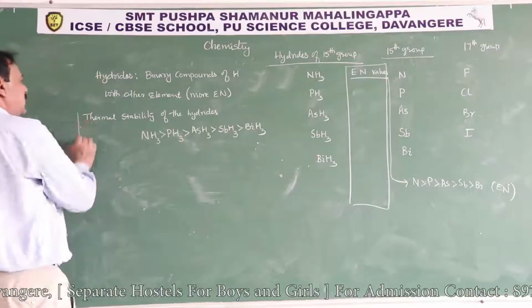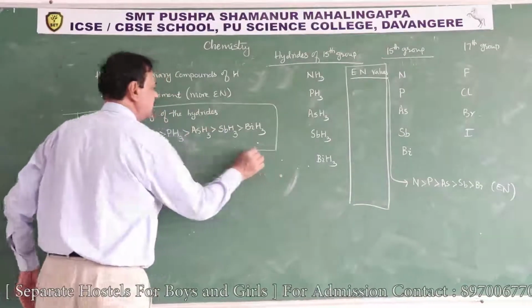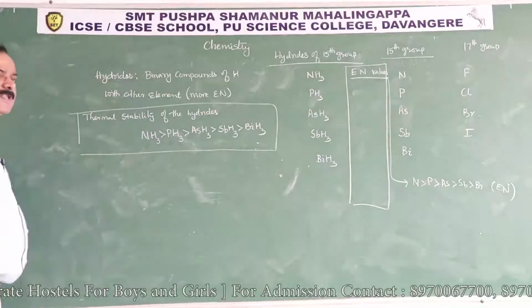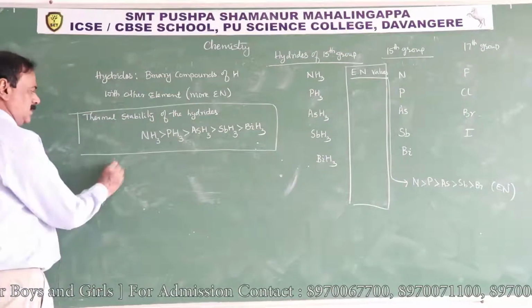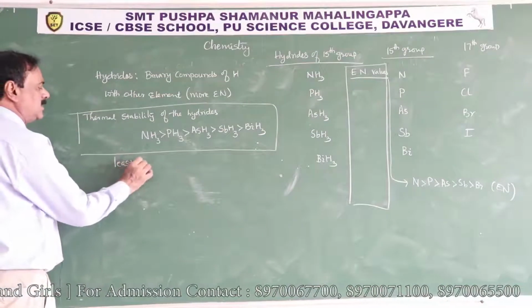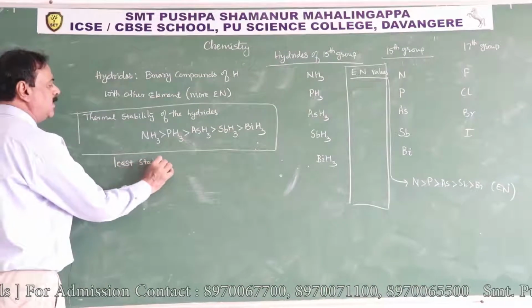These are the molecules we can arrange in decreasing order of thermal stability. Now, which one of the following is the least stable molecule?